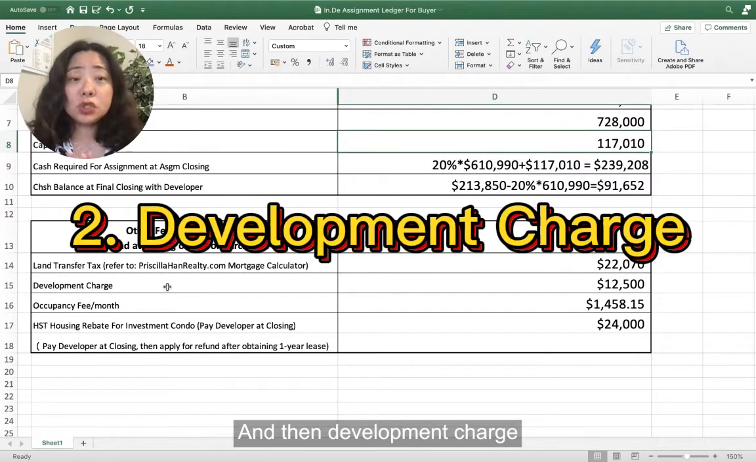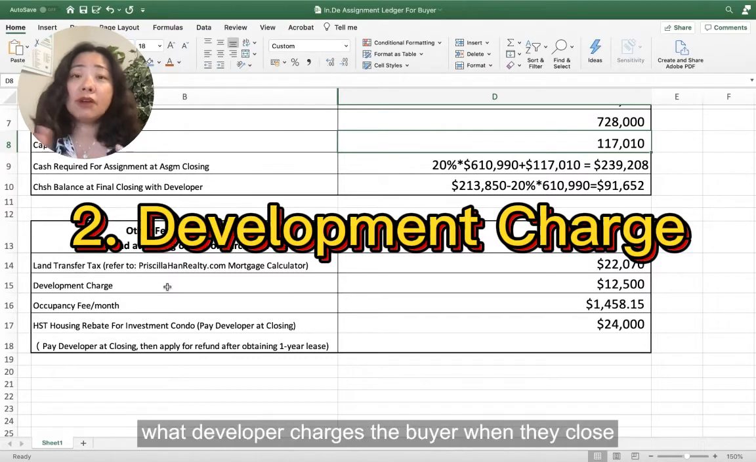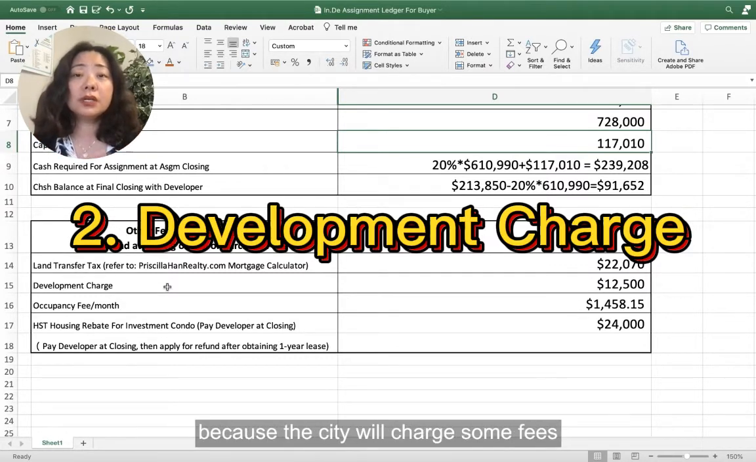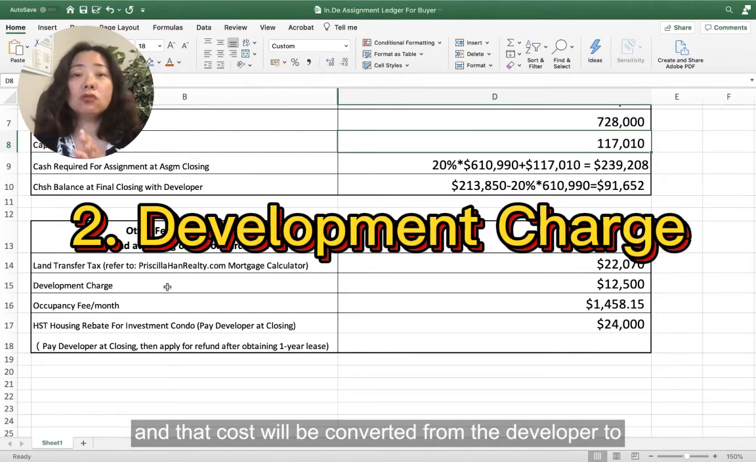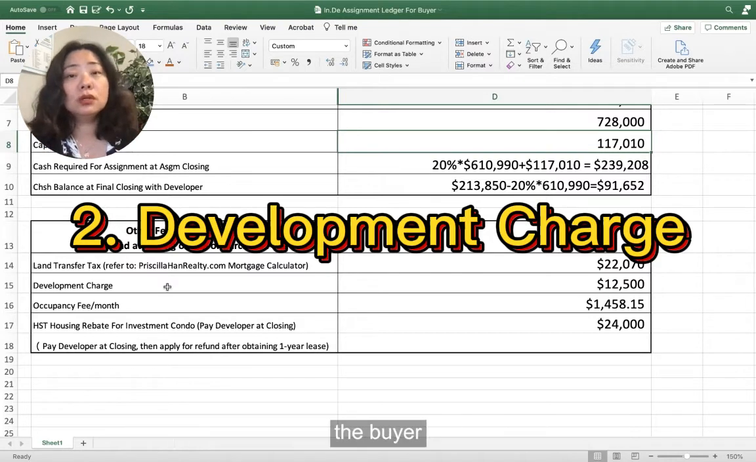And then development charge. Development charge is what the developer charges the buyer when they close, because the city will charge some fees to provide the service to that building, and that cost will be converted from the developer to the buyer.